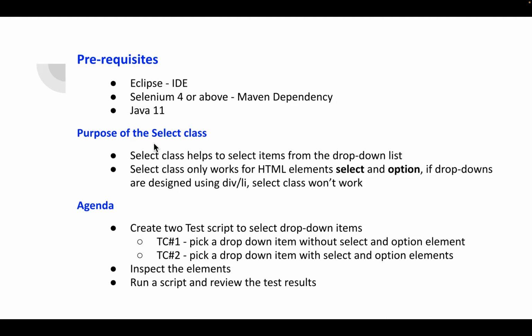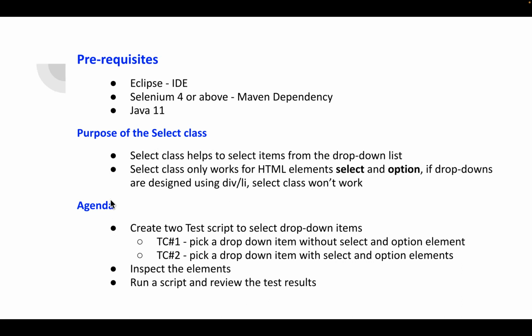So here, what is the purpose of select class? The purpose of the select class is to select items from the drop-down list. And also, select class works only for the HTML elements select and option. If drop-downs are designed using other HTML elements like div or li, select class won't work.